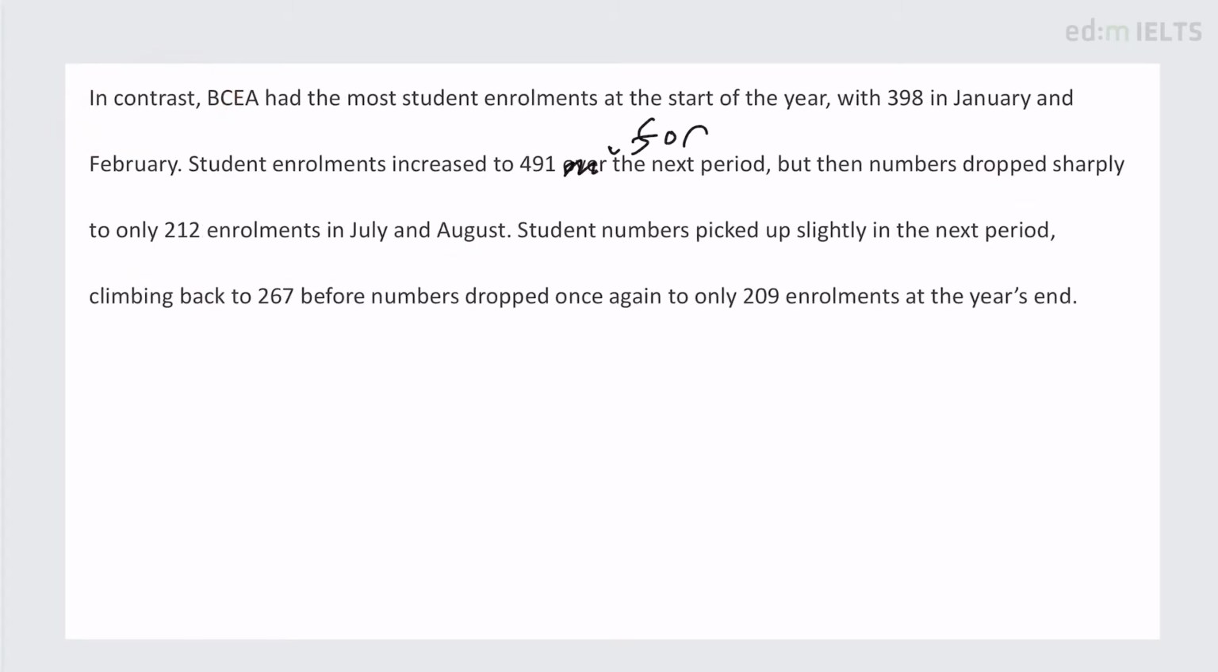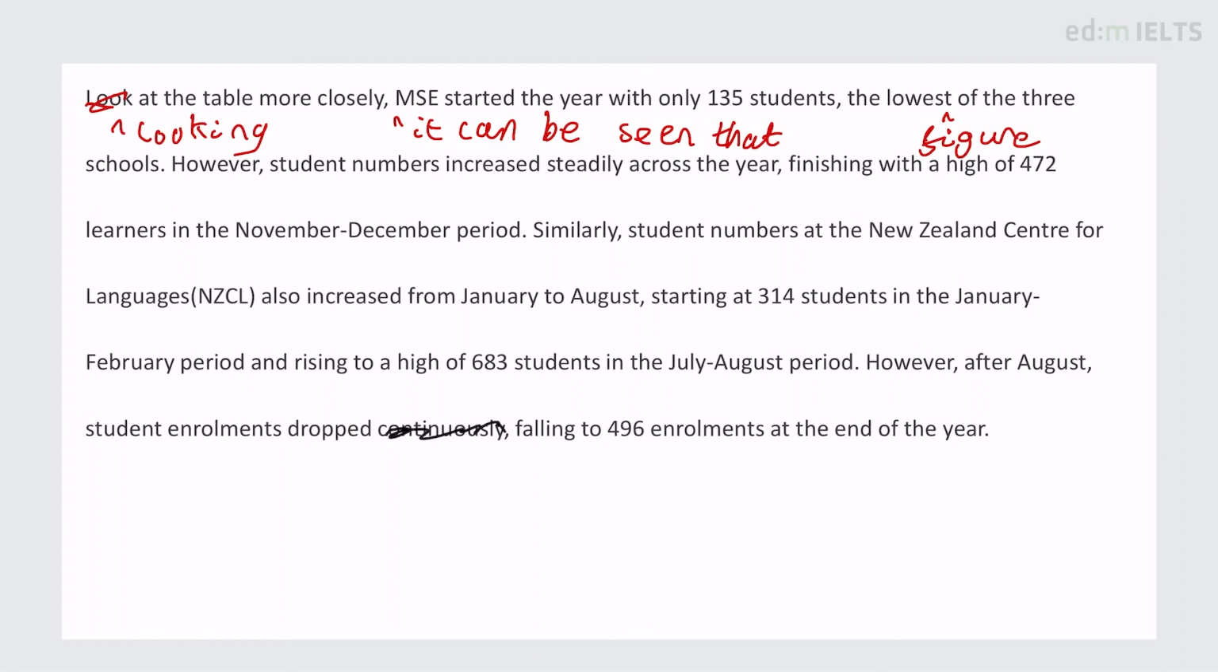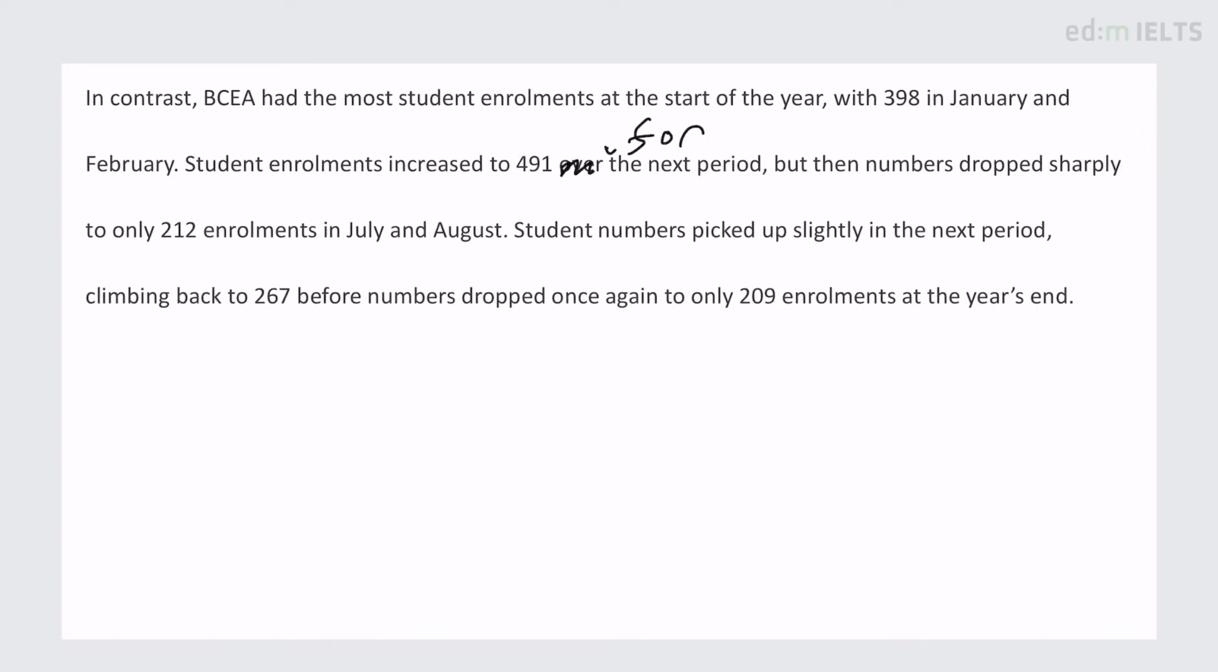So in contrast, it works quite well here, I feel, because in the previous paragraph, we're talking about schools which start low, and then there's kind of continual increases in the numbers to end with the very high figures. This school also increased, rising to a high. And here we're talking about one which conversely started high, kind of having the highest point in the second 2-month period, but then dropped sharply to end with relatively low numbers. So it is the opposite, so that works quite well.